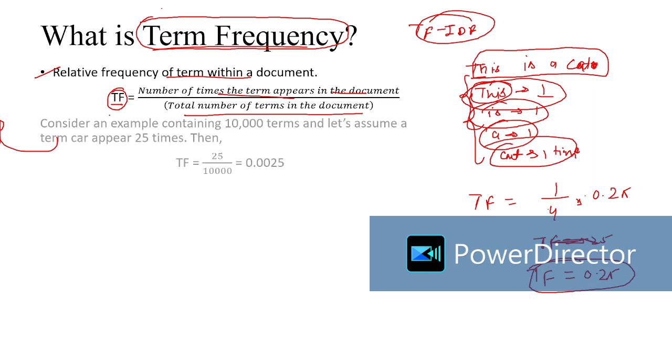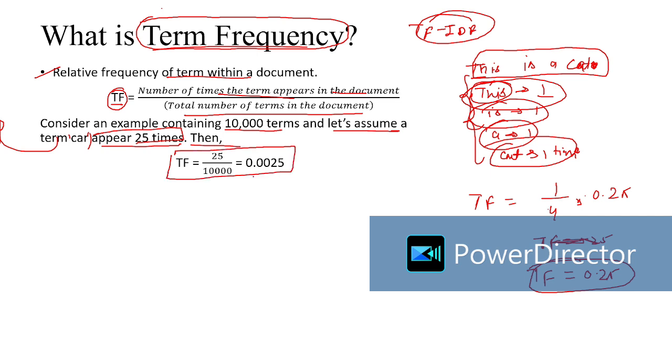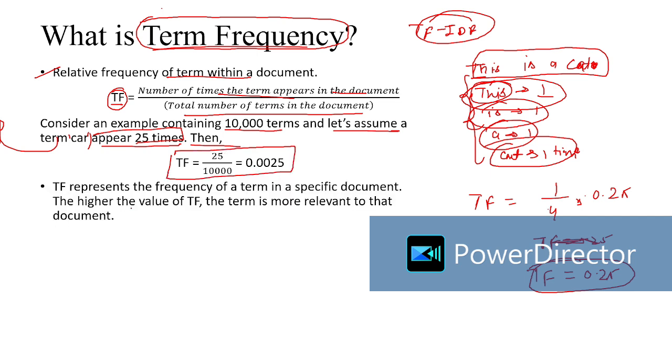Next, consider an example of a document containing 10,000 terms. Let's assume there is a term car which appears 25 times in the document. Then the term frequency is 25 by 10,000, so 0.0025. This term frequency represents the frequency of a term in a specific document.